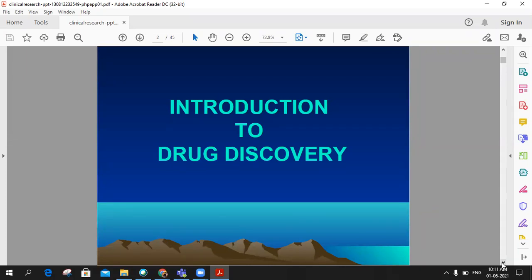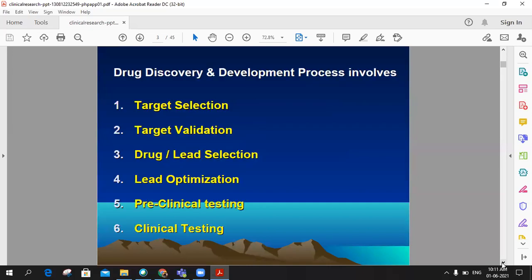They have a business intelligence team who gives a heads up: hey, this is prevalent in the market, can you start working on this molecule? And then they will start identifying those molecules. So at a high level, these are all the steps for drug discovery and development: target selection, target validation, drug lead selection, lead optimization, preclinical testing, clinical testing.